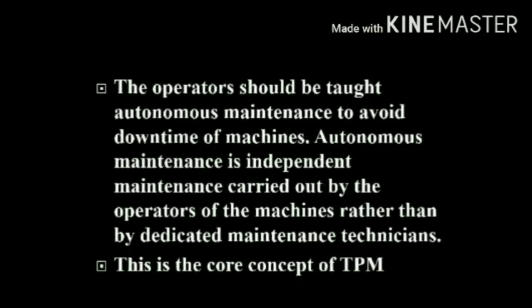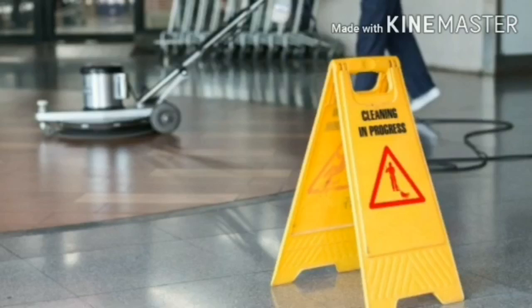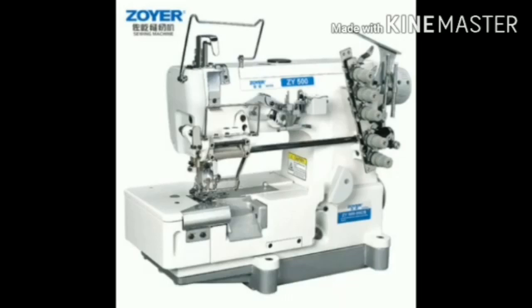The operators should be taught autonomous maintenance to avoid downtime of machines. Autonomous maintenance is independent maintenance carried out by the operators of the machines rather than by the maintenance technicians. This is the core concept of TPM. The initial cleaning and inspection. The initial cleaning of the machines is essential for high quality maintenance.